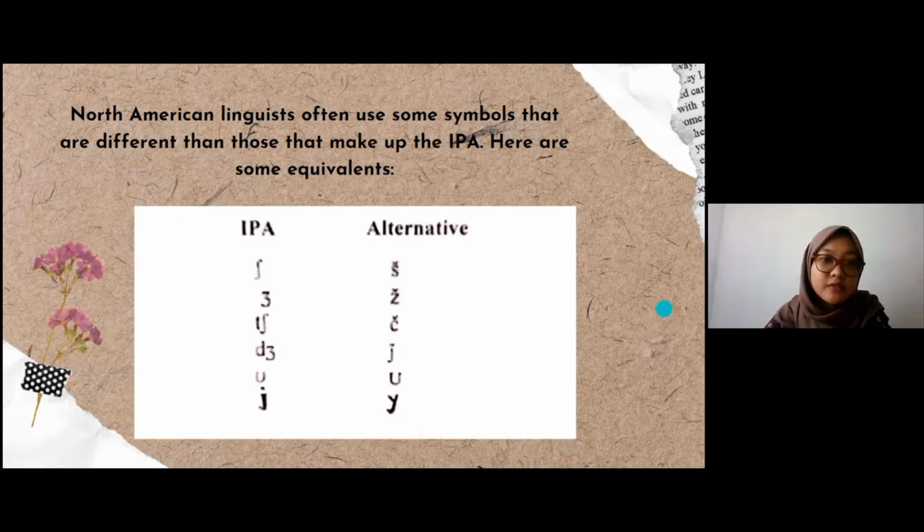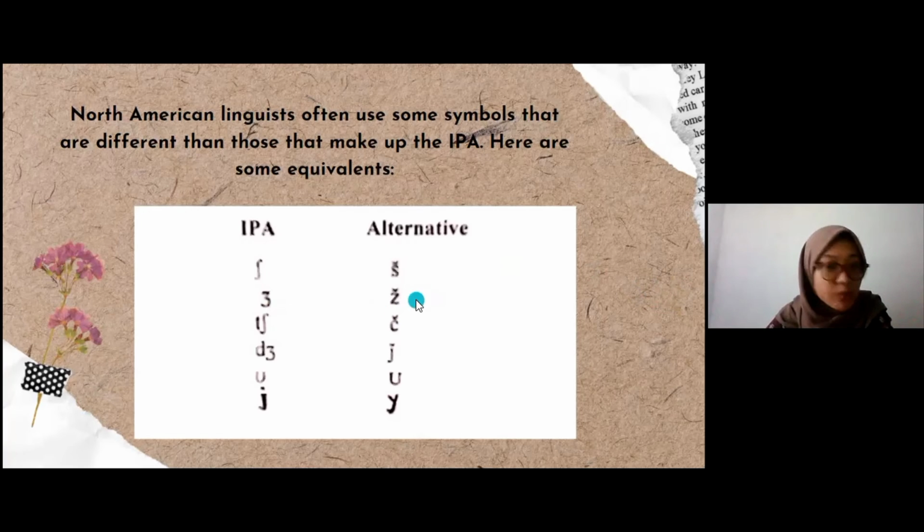And the alternative symbol of it, we can write the uncapitalized alphabet S with a little curve or checklist above it. Next is the j sound. The alternative way to write it is by using the uncapitalized letter Z, and same as the previous example, we add a little curve above it.